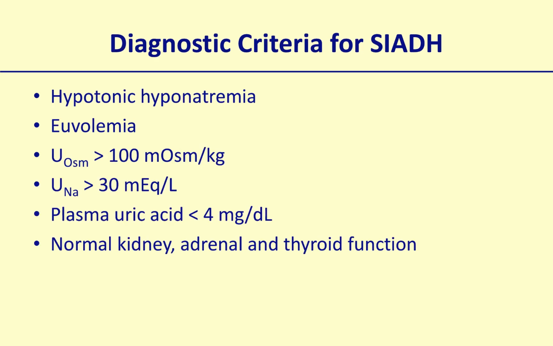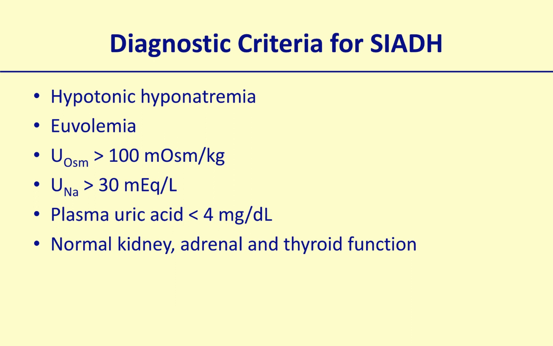What are the diagnostic criteria for SIADH? So they have hypotonic hyponatremia, they are euvolemic, the urine osmolarity is high, more than 100, the urine sodium is high, over 30, and the plasma uric acid is less than 4. The reason for that is that the proximal tubule reabsorbs uric acid, and it reabsorbs more when there is volume depletion. When the patient is mildly volume expanded, they won't reabsorb as much uric acid, so the patient has a high excretion of uric acid, and the plasma uric acid will go down, so less than 4 usually.